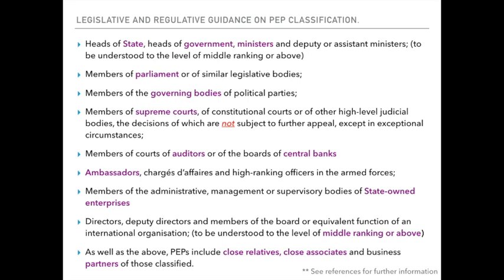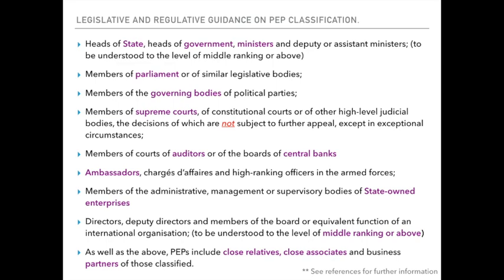Okay, the usual legislative and regulative guidance on PEP classifications is: heads of state, heads of government, ministers and deputy or assistant ministers, to be understood to the level of middle ranking or above; members of parliament or similar legislative bodies; members of the governing bodies of political parties; members of Supreme Courts, of Constitutional Courts, or of other high-level judicial bodies, the decisions of which are not subject to further appeal, except in exceptional circumstances. Remember that. Not subject to further appeal, except in exceptional circumstances. So that's not everyone who's associated with the Supreme Court, it's high level.